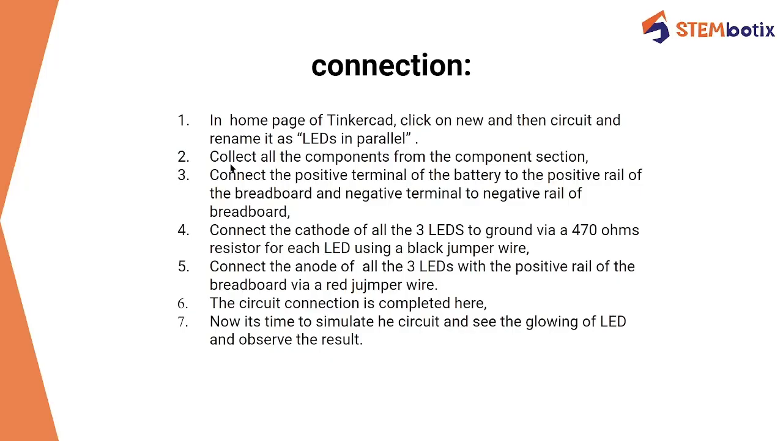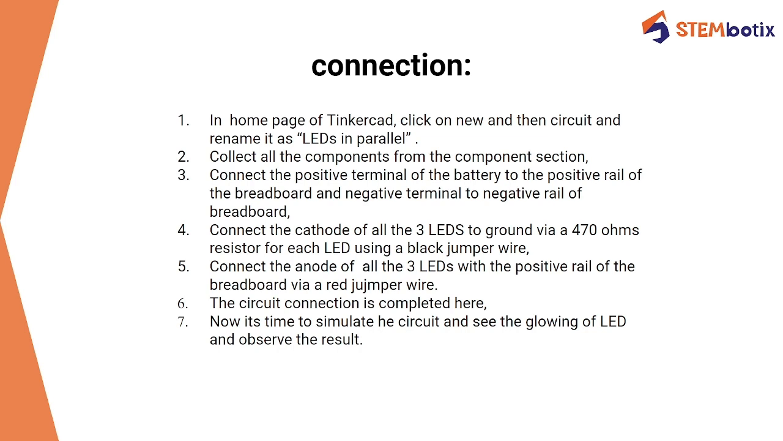So these are the connection steps for the Tinkercad circuit. On the home page of Tinkercad, click on New and then Circuit, and rename it as LEDs in parallel. Collect all the components from the component section. Connect the positive and negative terminals of the battery with the positive rail and negative rail of the breadboard respectively. Connect the cathode of all three LEDs to ground via a 470 ohm resistor for each LED using a black jumper wire. Connect the anode of all three LEDs with the positive rail of the breadboard via a red jumper wire. The circuit connection is completed here.